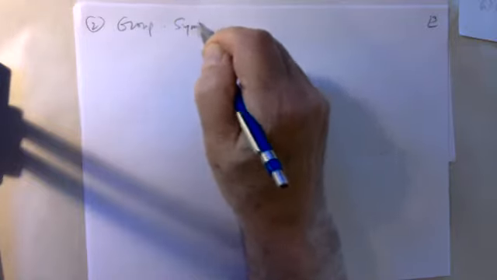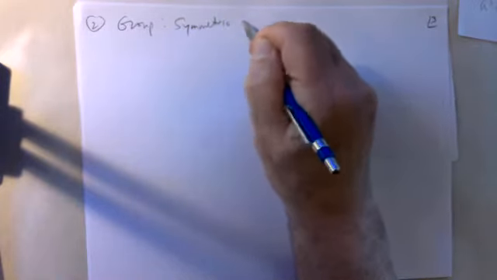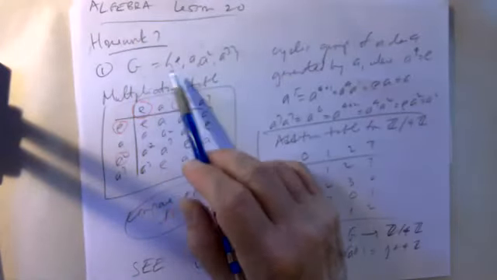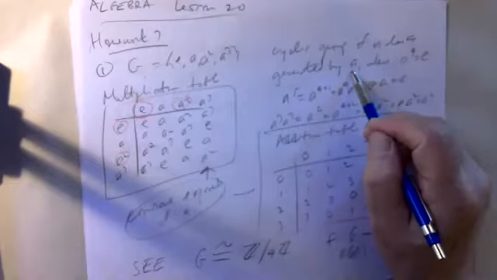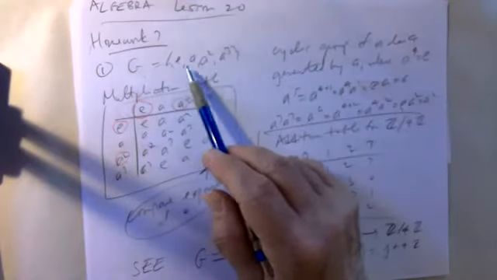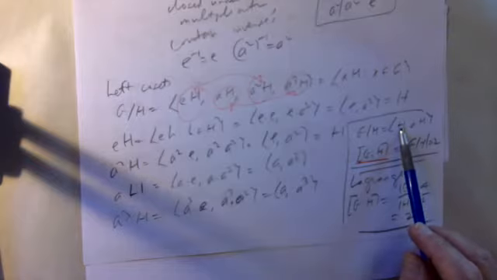Okay, in problem 2, the group is the symmetric group S4. Someone asked, what is A? If you look at the homework, the group G is the cyclic group of order 4, generated by the element A. So the group consists of 4 elements, E, A, A squared, and A cubed. A is the generator of the group we're talking about. And the 2 left cosets of the subgroup are the left coset H generated by E, and the left coset generated by A.